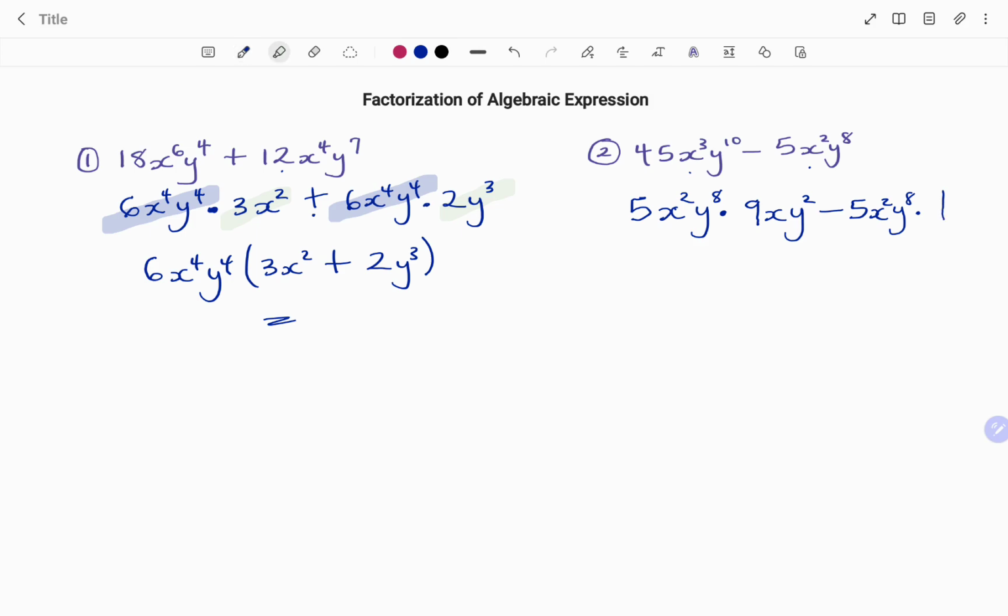If we check to see what is common, you notice that my highest common factor is common to both terms. So therefore, I'm going to factorize my HCF, that's 5x squared y^8. I open my bracket. What do I have left? I have 9x y squared and 1, which is what I'm going to write. So I have 9x y squared minus 1. Let's check 2 more examples.